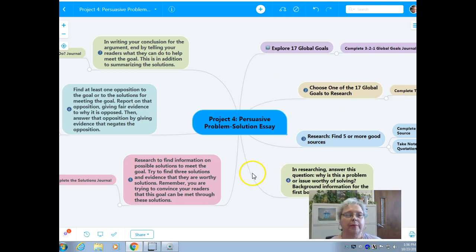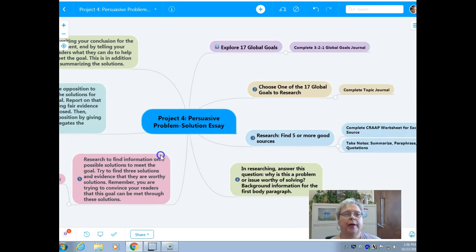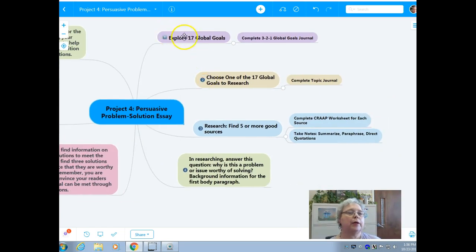Also, the map that I put together last time and told you about, this is what we've already done. Step 1, explore the 17 goals and complete that 3-2-1 global goals journal. Choose one of the global goals to research, and you did complete that topic journal that we did. And right now we're in the process of researching 5 or more good sources for this paper. They must pass the CRAP test, so you need to complete one of those CRAP worksheets for each source. Take notes, summarize information, paraphrase it.